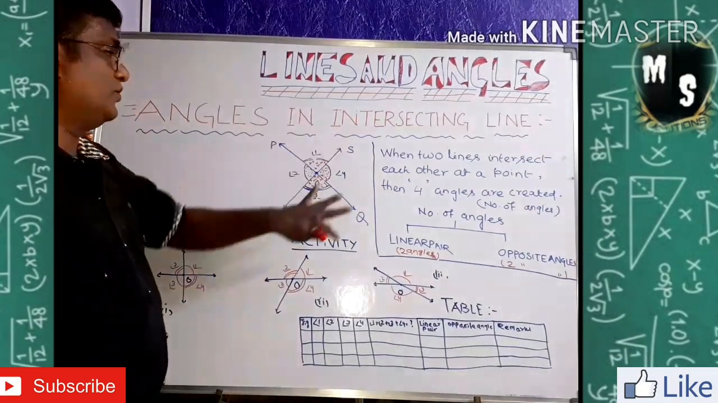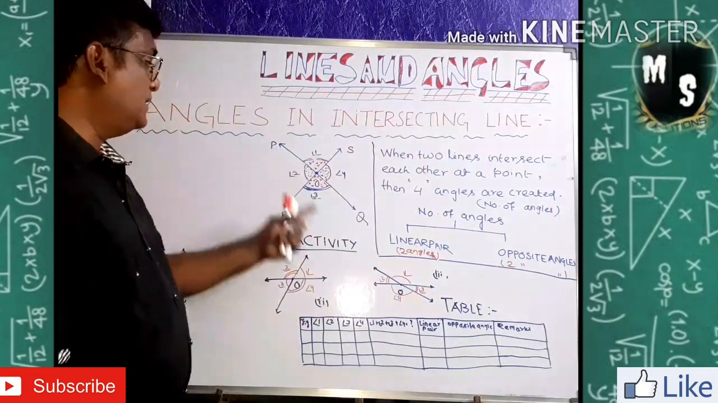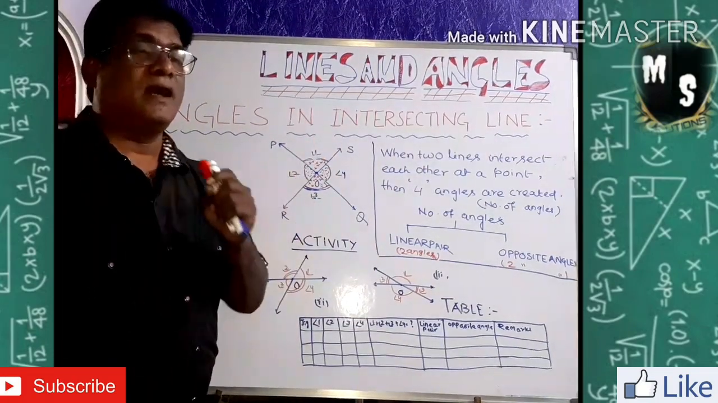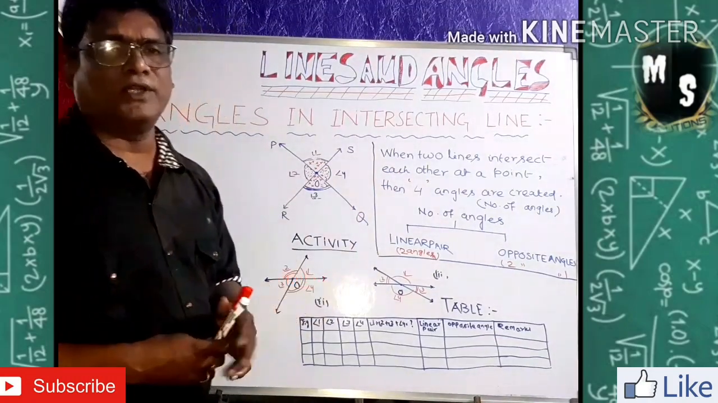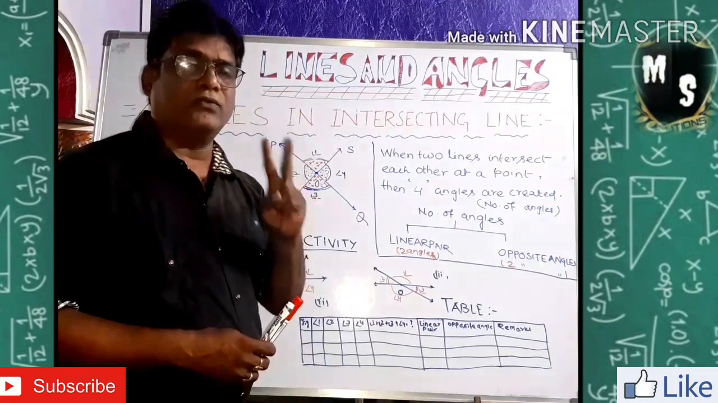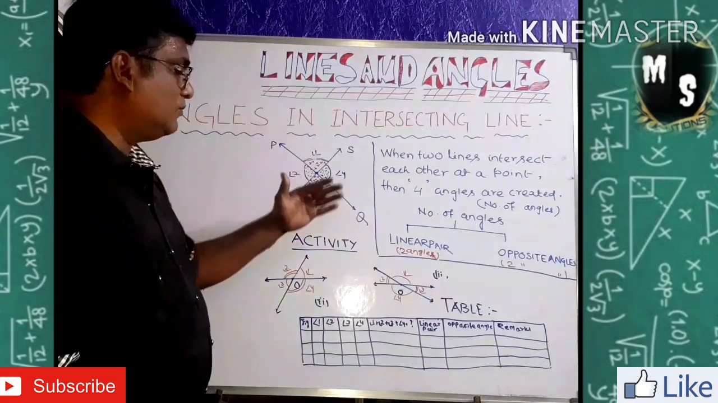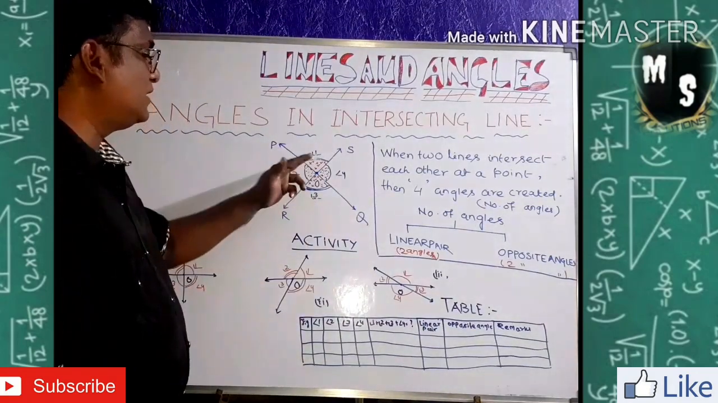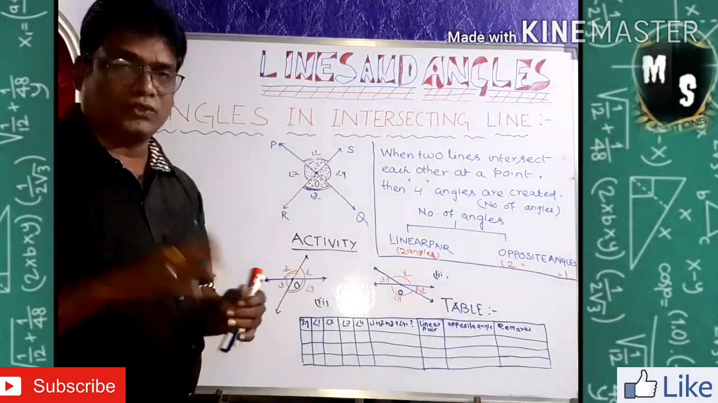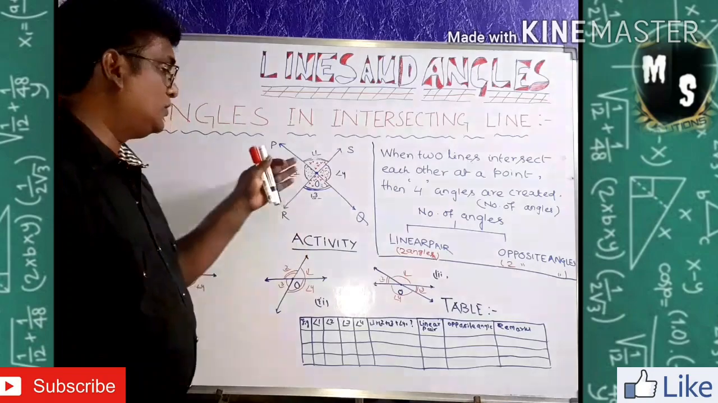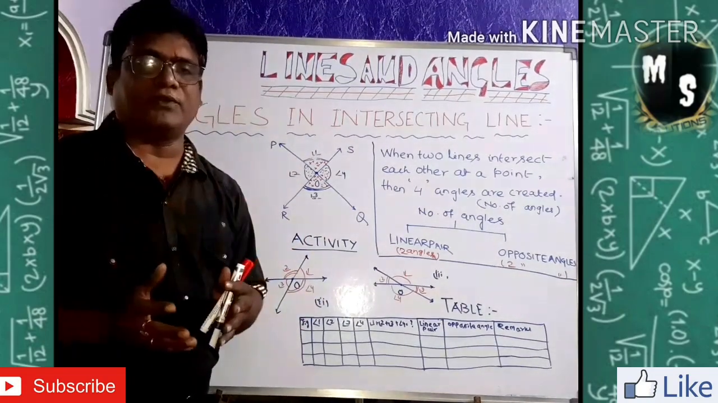So now it is very clear to you what is called an intersecting line. Intersecting lines means two lines meet each other at a point and four angles will be created. The number of angles will be 4. Among them, 2 will be linear and 2 will be opposite. So for this reason, I am going to explain the relation between these four angles to each other. To show that, I will take it up with an activity. When you do an activity, it will be easy for you to understand.